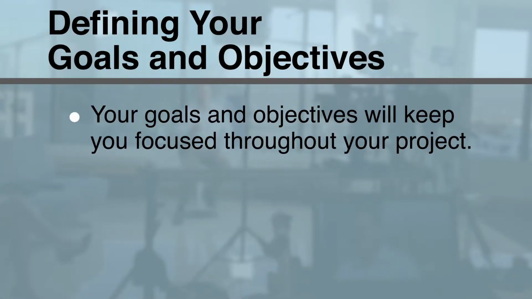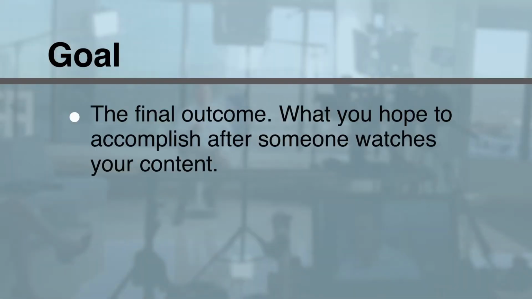A critical step to producing effective content that reaches and engages an audience is being able to articulate concisely its goals and objectives. What do they mean and how do we use them? The goal of the video is its outcome. It's what we ultimately hope to accomplish after someone watches your content. For example, teaching a concept or changing a behavior.